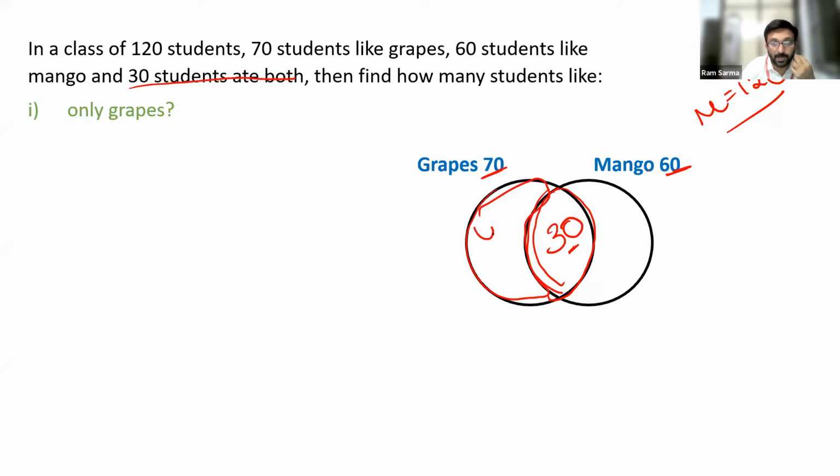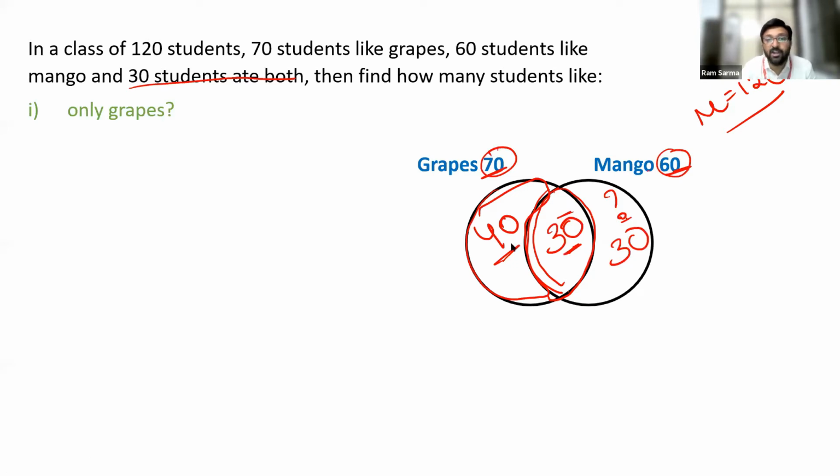Yes, 40. Now, can you help me find this value? 30. Wonderful. See, the sum of these two should give you 70, and the sum of these two should give you 60. That's how it works. Clear?